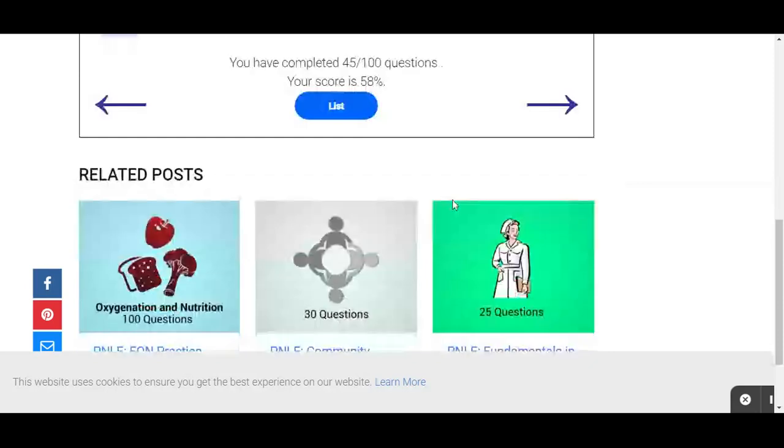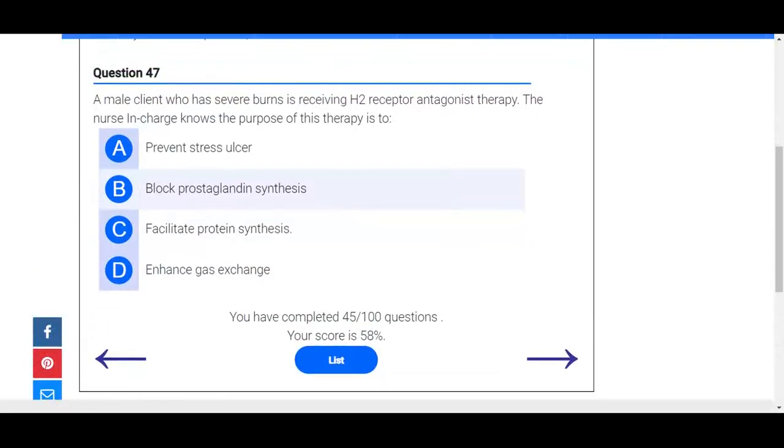Next question. A male client who has severe burns is receiving H2 receptor antagonist therapy. The nurse in charge knows that the purpose of therapy is to prevent stress ulcer, block prostaglandin synthesis, facilitate protein synthesis, or enhance gas exchange.